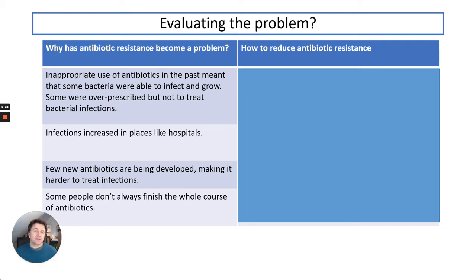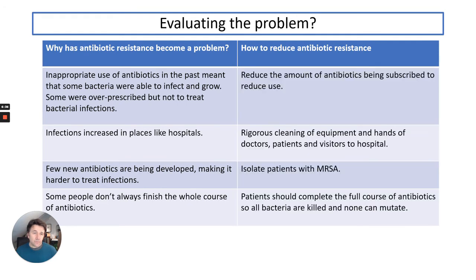So how do we reduce antibiotic resistance? Well, you can reduce the amount of antibiotics being prescribed in the first place. You could do rigorous cleaning of equipment and therefore rigorous cleaning of hands of doctors, patients and visitors to hospitals. You've probably seen that if you've visited a hospital. You could maybe isolate patients with MRSA to stop the resistant bacteria from spreading. And also patients should be encouraged to completely finish the full course of antibiotics, so all the bacteria are killed and none can mutate.